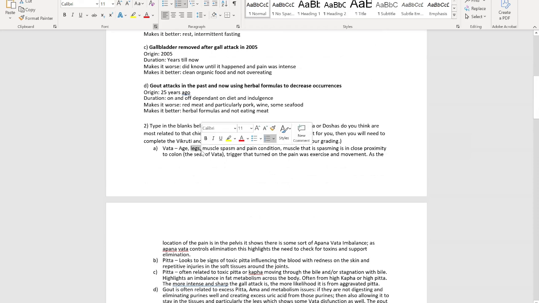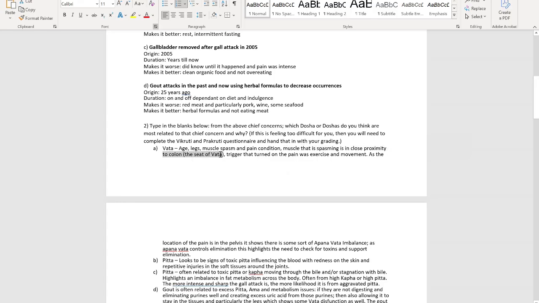If we split the body from the head to the feet, the legs are the zone that's more associated with vata. The condition itself is a muscle spasm, and to some degree, any pain condition is a little bit vata as well, but particularly a spasm that's affecting how the body moves is highly related to vata. A muscle that is spasming in close proximity to the colon.